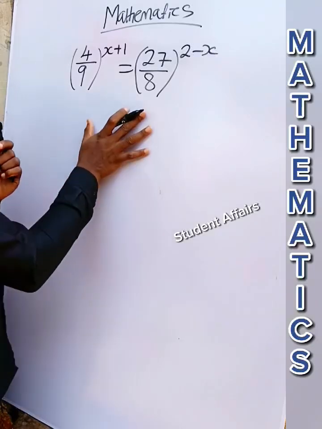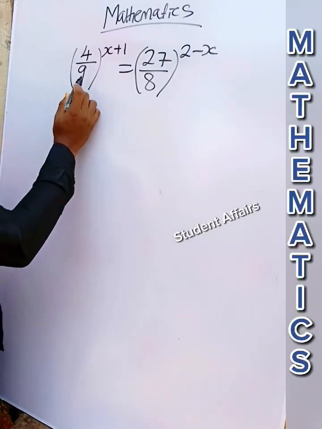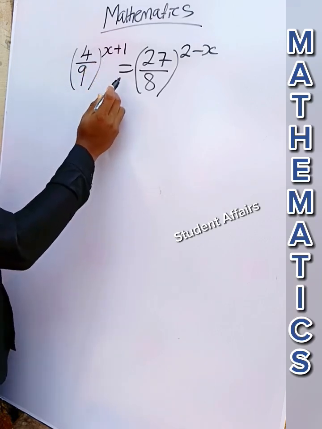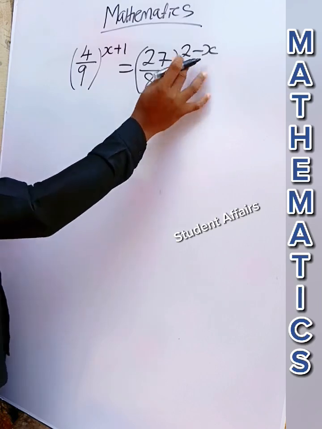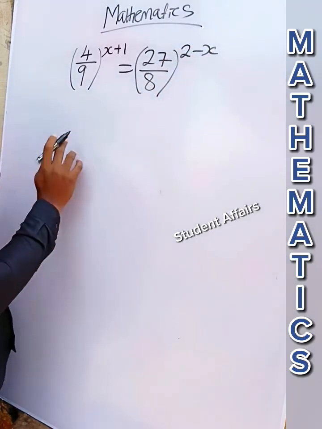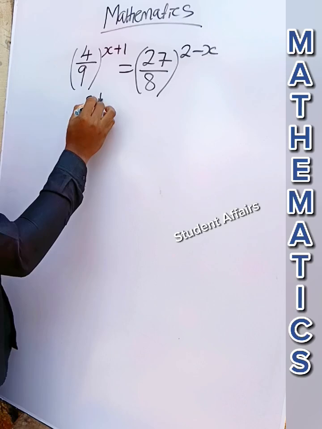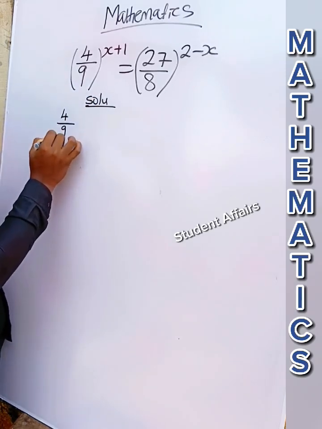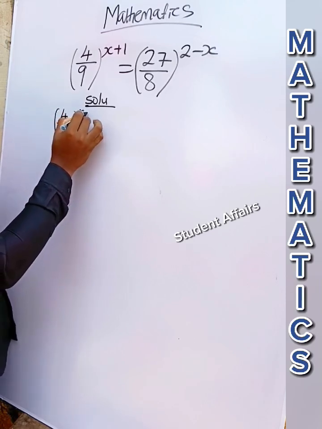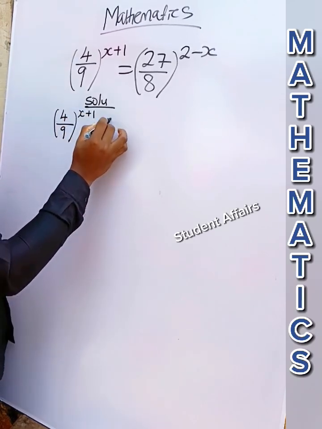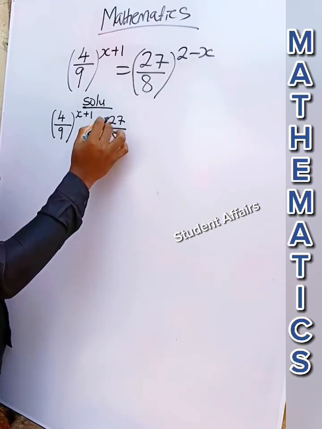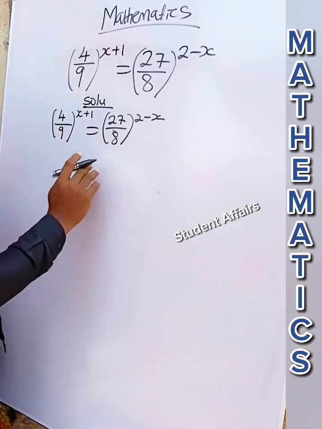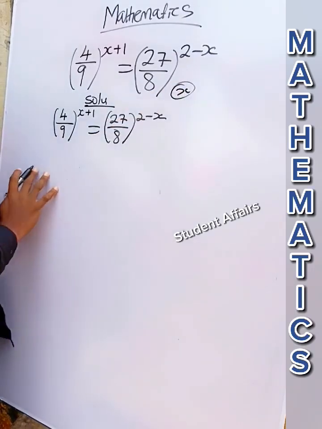Pay attention. Let's solve this question. (4/9) raised to power x plus 1 equals (27/8) raised to power 2 minus x. Quickly, solution. Let's rewrite the question. (4/9) raised to power x plus 1 equals (27/8) raised to power 2 minus x. Remember, we are looking for the value of x.